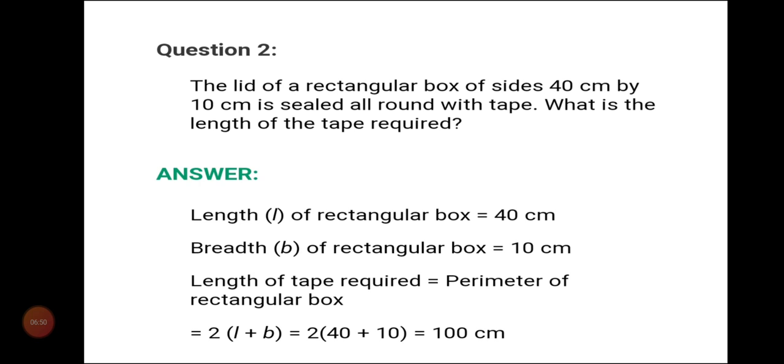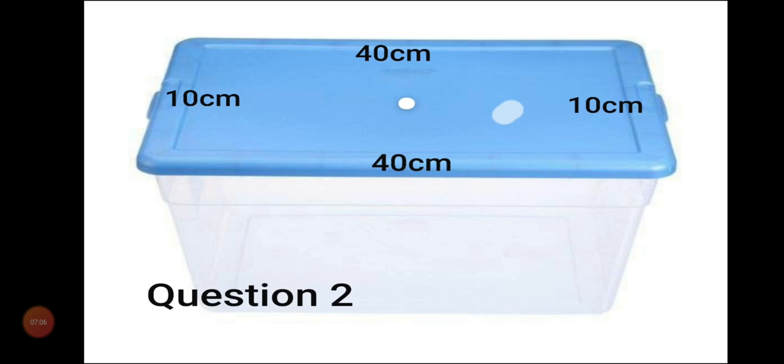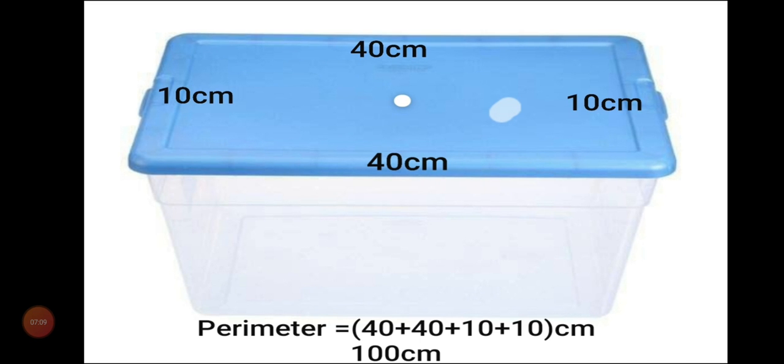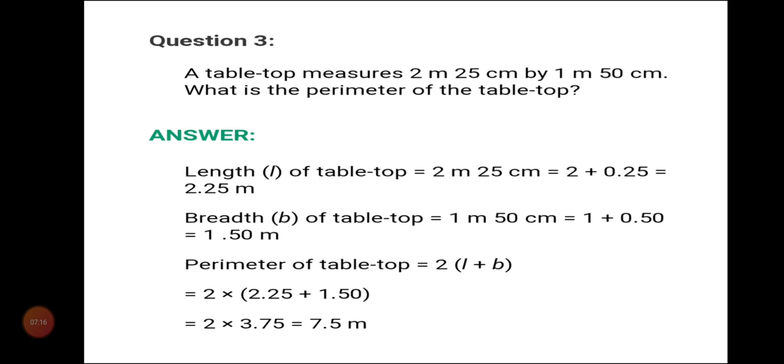2 bracket L plus B means 2 multiplied by (L plus B), is equal to 2 into (the length is 40 centimeter plus the breadth is 10). Just put the values, and 2 multiplied by 40 plus 10, which is 50. So 2 into 50 will be 100 centimeter. So in this way you can get the perimeter or the total length of the tape required to seal this lid.